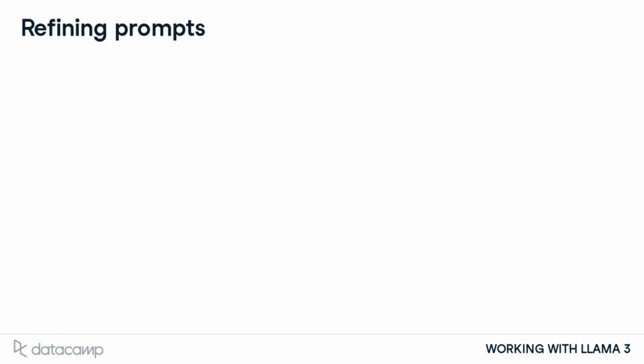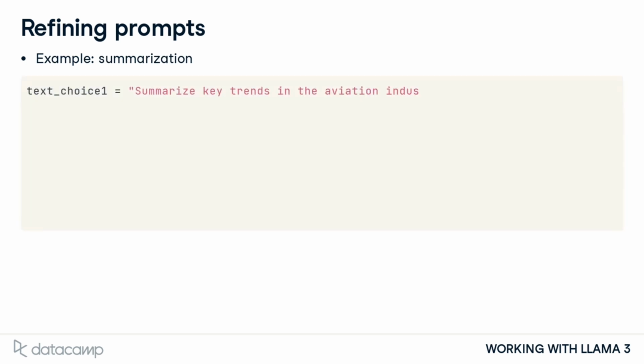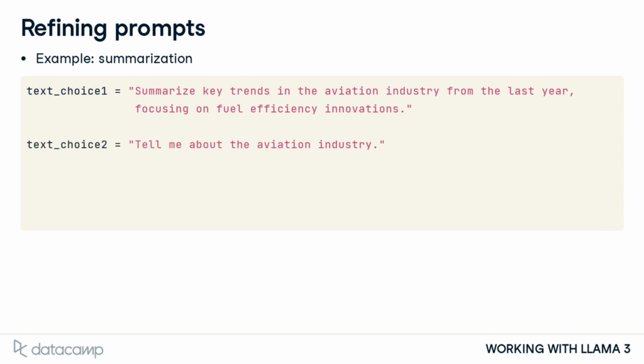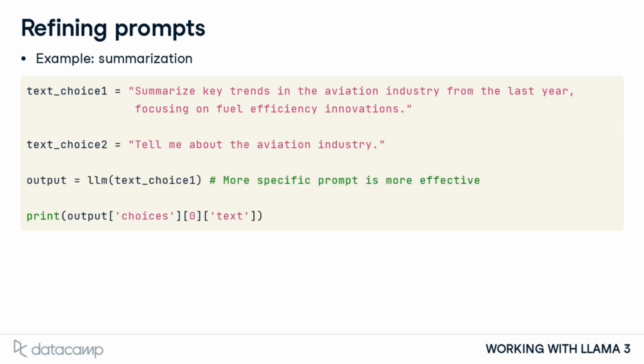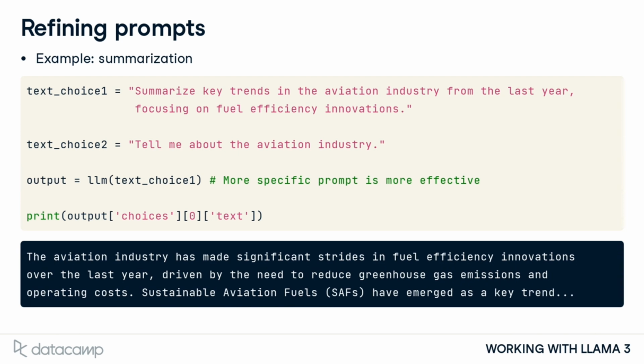Let's say we're using Llama to summarize industry trends for a quarterly report. Would we ask, summarize key trends in the aviation industry from the last year, focusing on fuel efficiency innovations? Or, tell me about the aviation industry? The first prompt is specific and will be more effective in generating the response we are looking for.